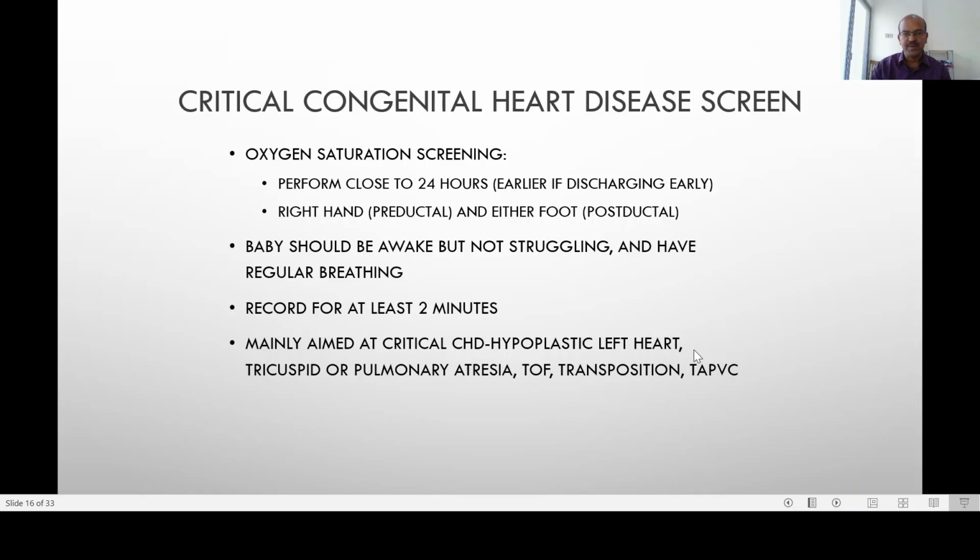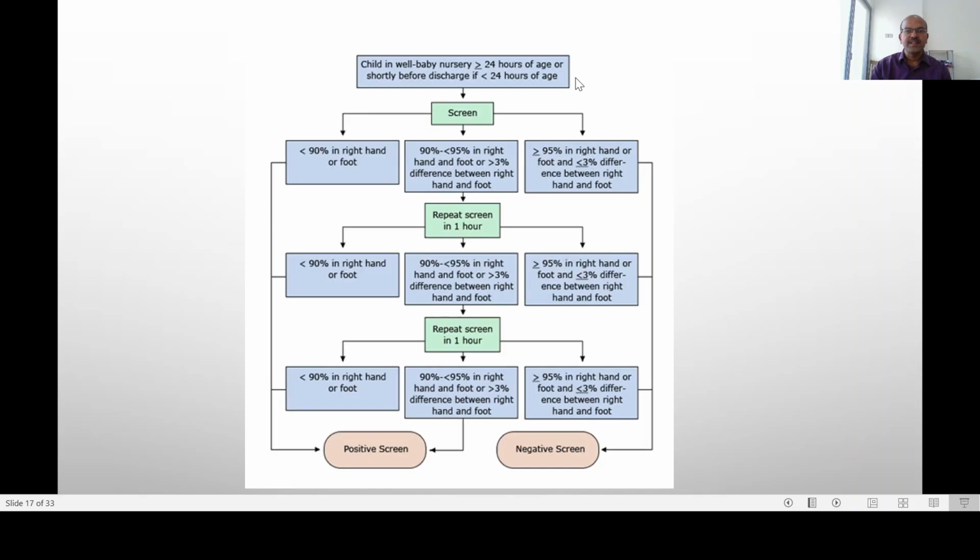So the child is in a well baby nursery, more than or equal to 24 hours of age, or shortly before discharge. If less than 24 hours, you screen the baby. If it is less than 90% in the right hand or foot, it's a positive screen or a failed test. If it is 90 to 95%, or the difference is more than 3%, you repeat in 1 hour, and you can repeat that twice, even though the recent update suggests that the second repeat may not be necessary. And you can go to the third part, which is a pass test: more than 95% and less than 3% difference.